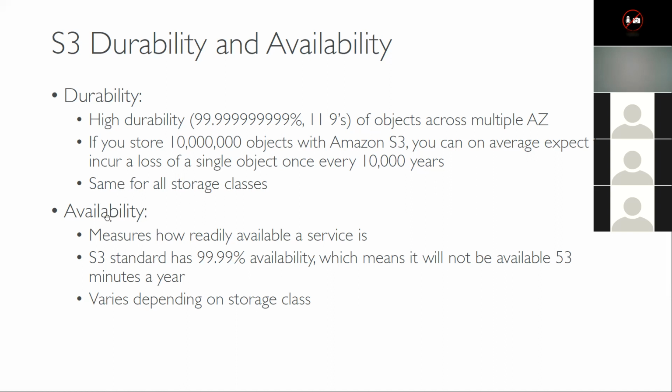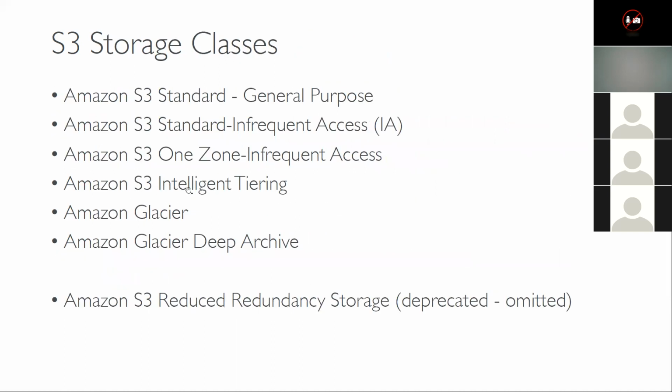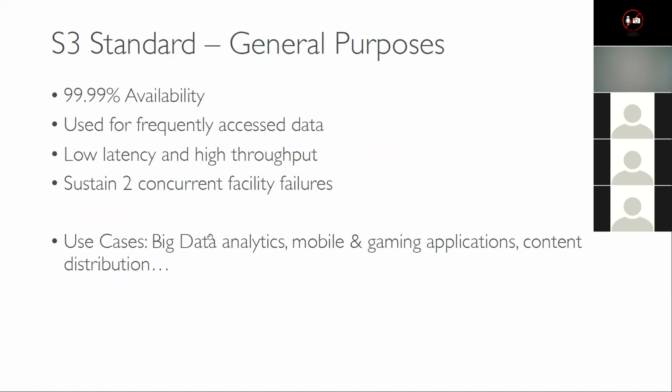Availability, on the other hand, they promise 99.9, meaning two nines. Meaning in 1 year, there is 53 minutes of downtime. That's allowed. Let's say you got disconnected for 53 minutes. That's allowed, no penalty, because that's their SLA promise. And it varies depending on the storage class. It depends on what you availed.